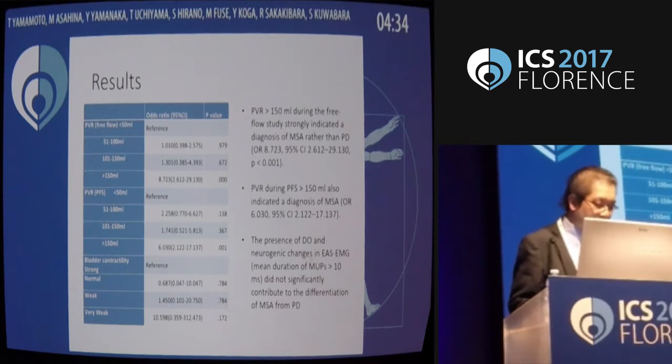However, the presence of detrusor activity and neurogenic change in EAS-EMG, when the mean duration of motor unit potential was larger than 10 milliseconds, did not significantly contribute to the differentiation of MSA from PD in our study.